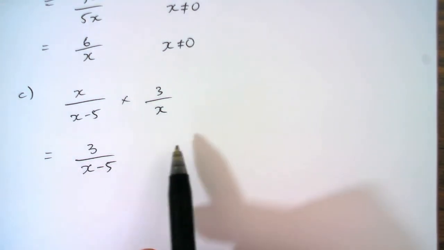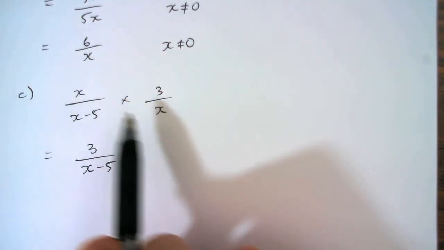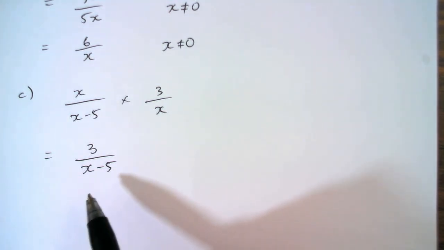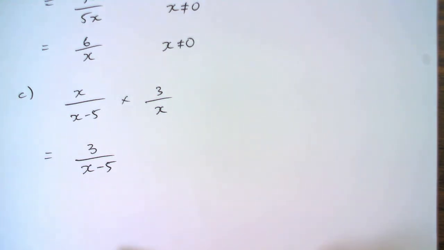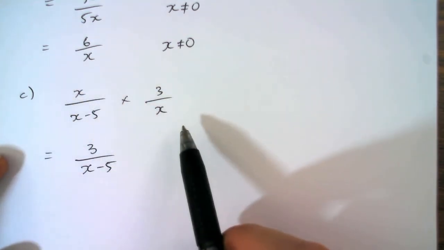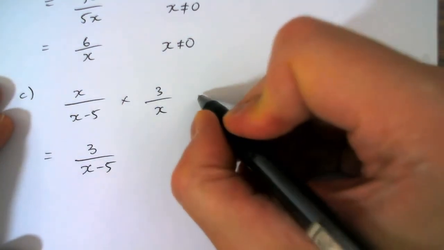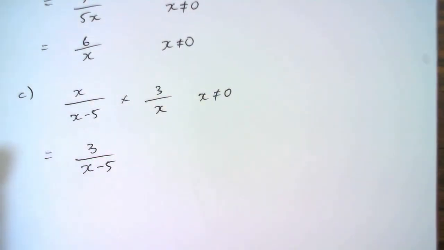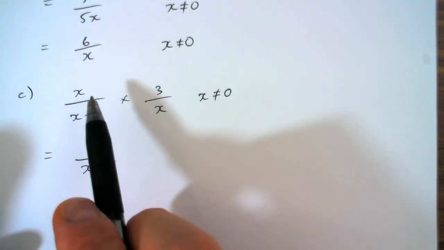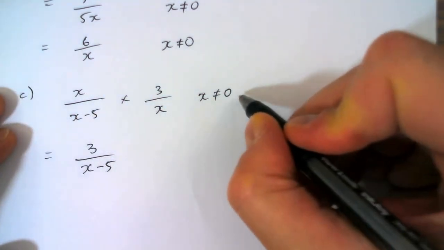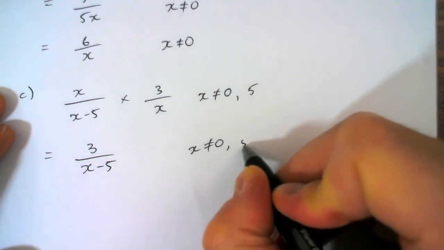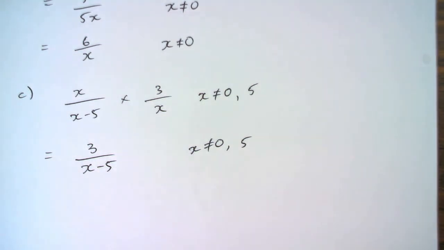So in this example, we've simplified it. We can see that the two x terms were divided out, and we are left with 3 over x minus 5. So if x was 0, then this expression would be undefined because it would be 3 divided by 0. So x cannot equal 0. If x were 5, it would also be undefined because it would be 5 divided by 0. So those are the restrictions on x.